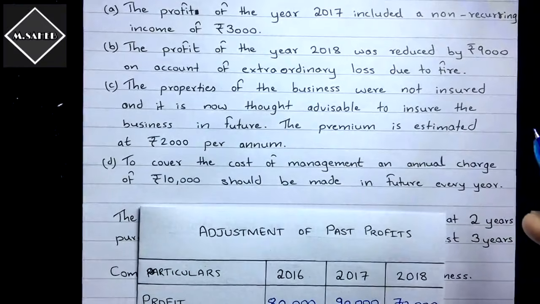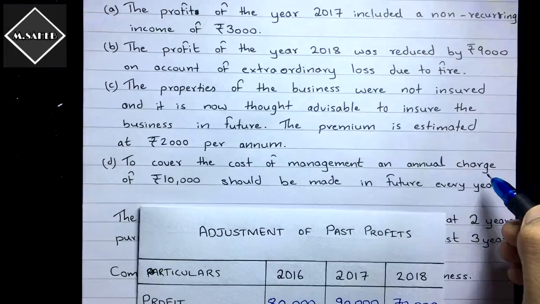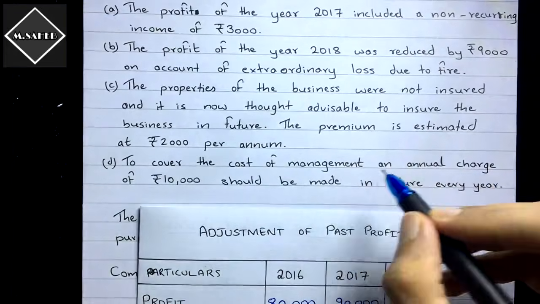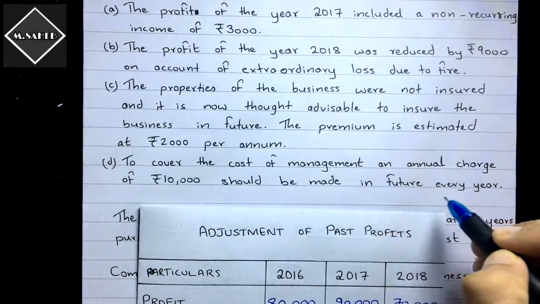Fine. And then we have the fourth adjustment, that is to cover the cost of management. An annual charge of rupees 10,000 should be made in future every year.